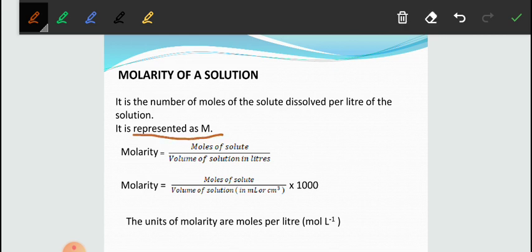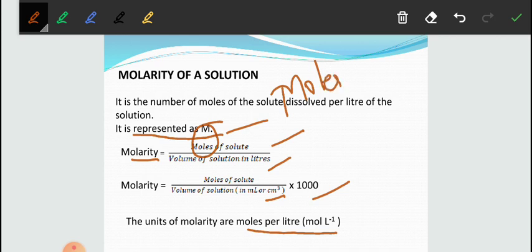The molarity formula is molarity equals moles of solute divided by volume of solution in liters. In case the volume is given in ml or centimeter cube, then we have to multiply by 1000. The units of molarity are mole per liter. To calculate moles, we have one formula: moles equals given mass divided by molar mass.